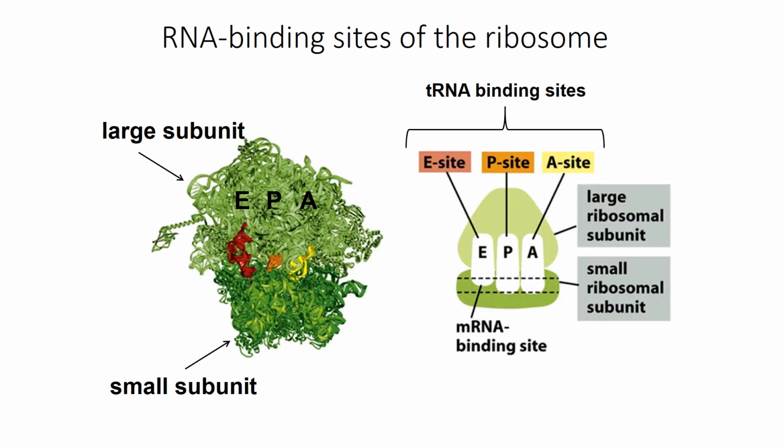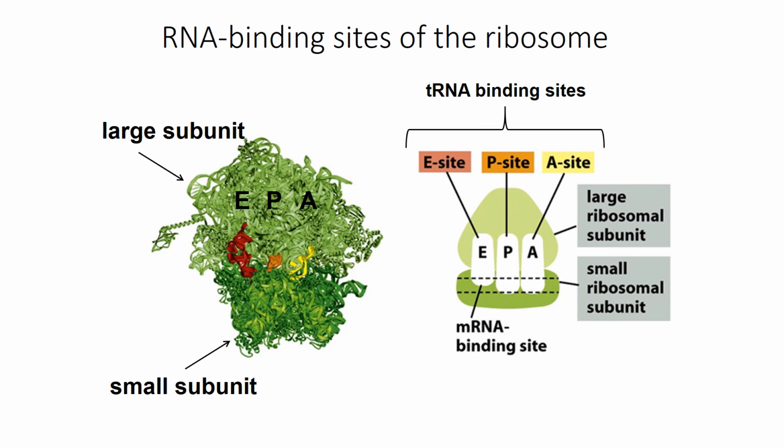On the left, we see the structure of the ribosome, the large subunit that docks onto the small subunit. At first sight, this may look like a protein machinery, but 2/3 of this ribosome is made of rRNA and the rest is protein. And on the right, we see the schematics of this machinery. So you see 3 different sites.